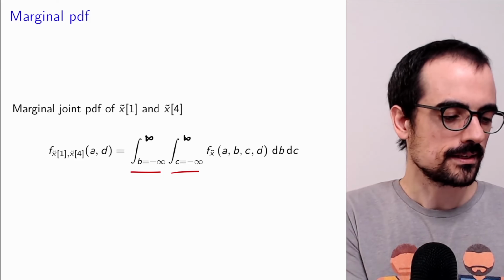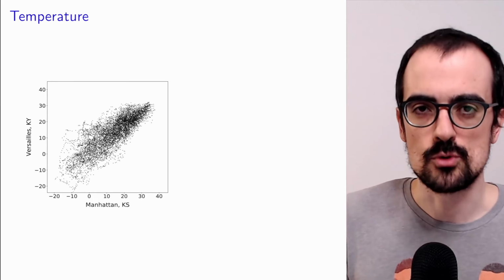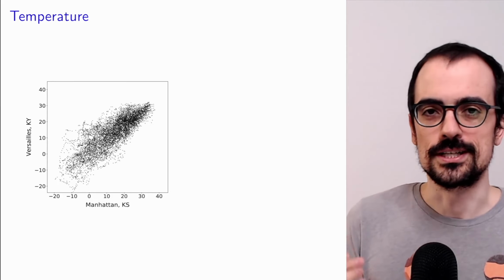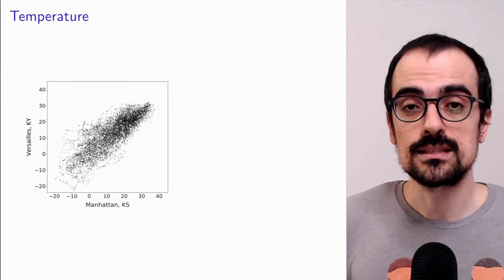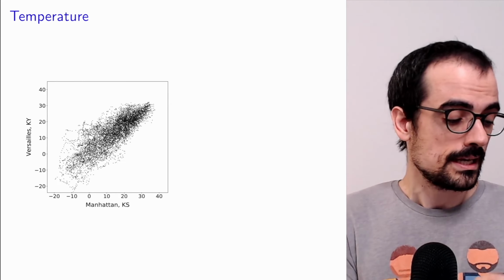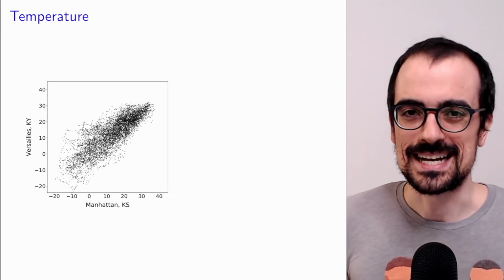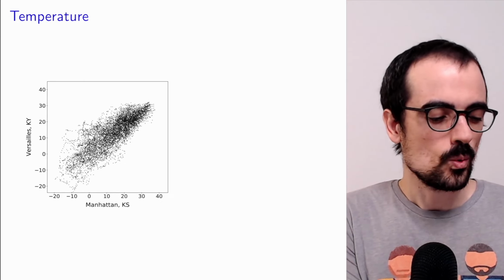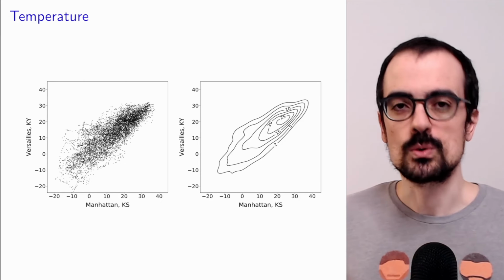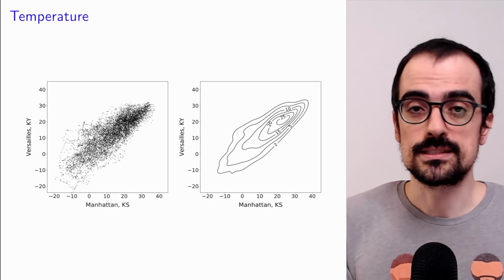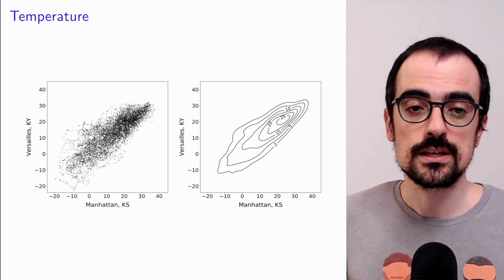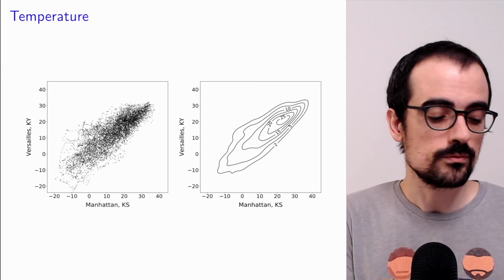All right, so hopefully that's clear. Now we're going to look at some real data. Here we have the joint distribution of the temperature in Versailles and Manhattan over a year. This is Versailles, Kentucky and Manhattan, Kansas. We can estimate the joint PDF applying multidimensional kernel density estimation, as we explained in the previous video.